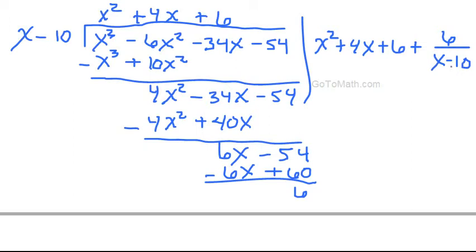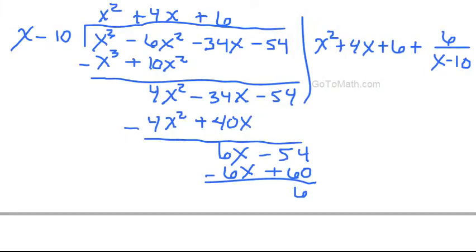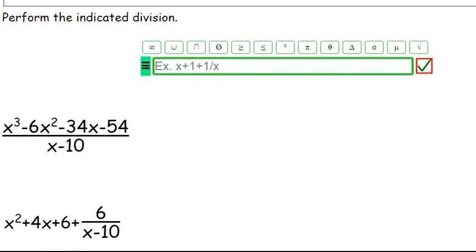And of course, you can always take this x minus 10 and multiply it by all this to get one single fraction there. So we have x squared plus 4x plus 6, and then 6 over x minus 10.